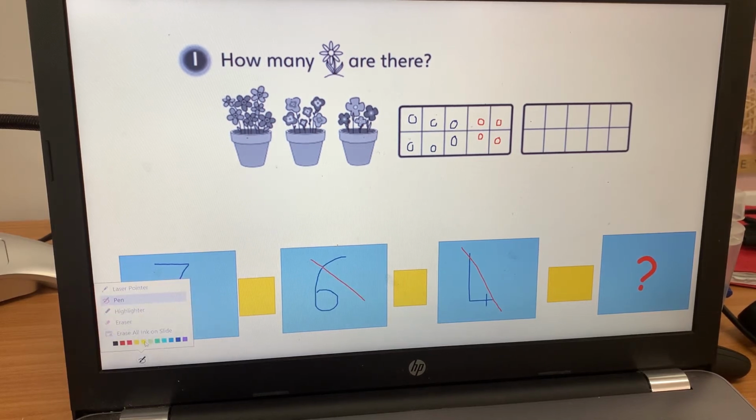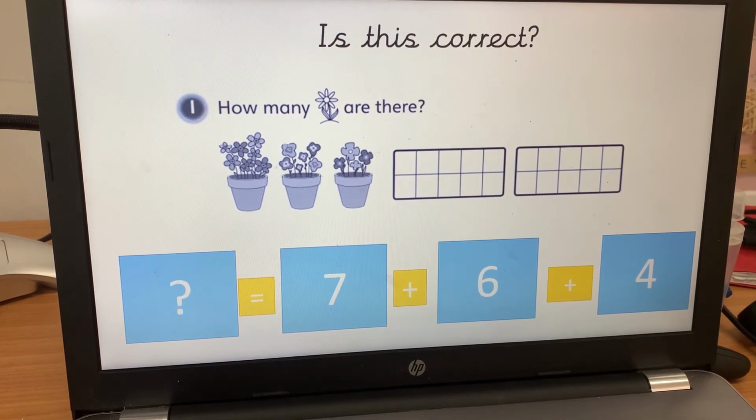And now I'm going to add that 7 on. So let's see if I can get a different colour. So on this one, I'm now going to have my 7. And I can see I've got one of those 10s frames filled already. So that represents 1 ten. So I can write that here. So it's got 1 ten. And then how many ones are left over? Well, there's 7. So I know that 7 add 6 add 4 is 17.